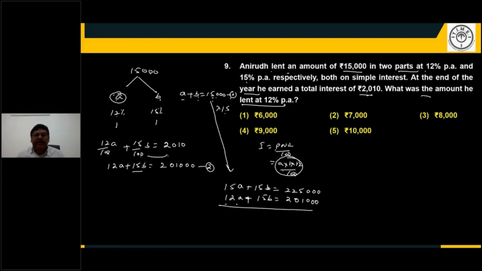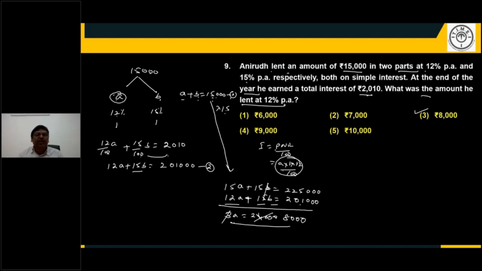If you simplify, 15B gets cancelled. 12A minus 15A minus 12A, 3A equals 225 minus 201, which is 24,000. Come on, please, 24,000. 8,000 students. A is equal to 8,000.